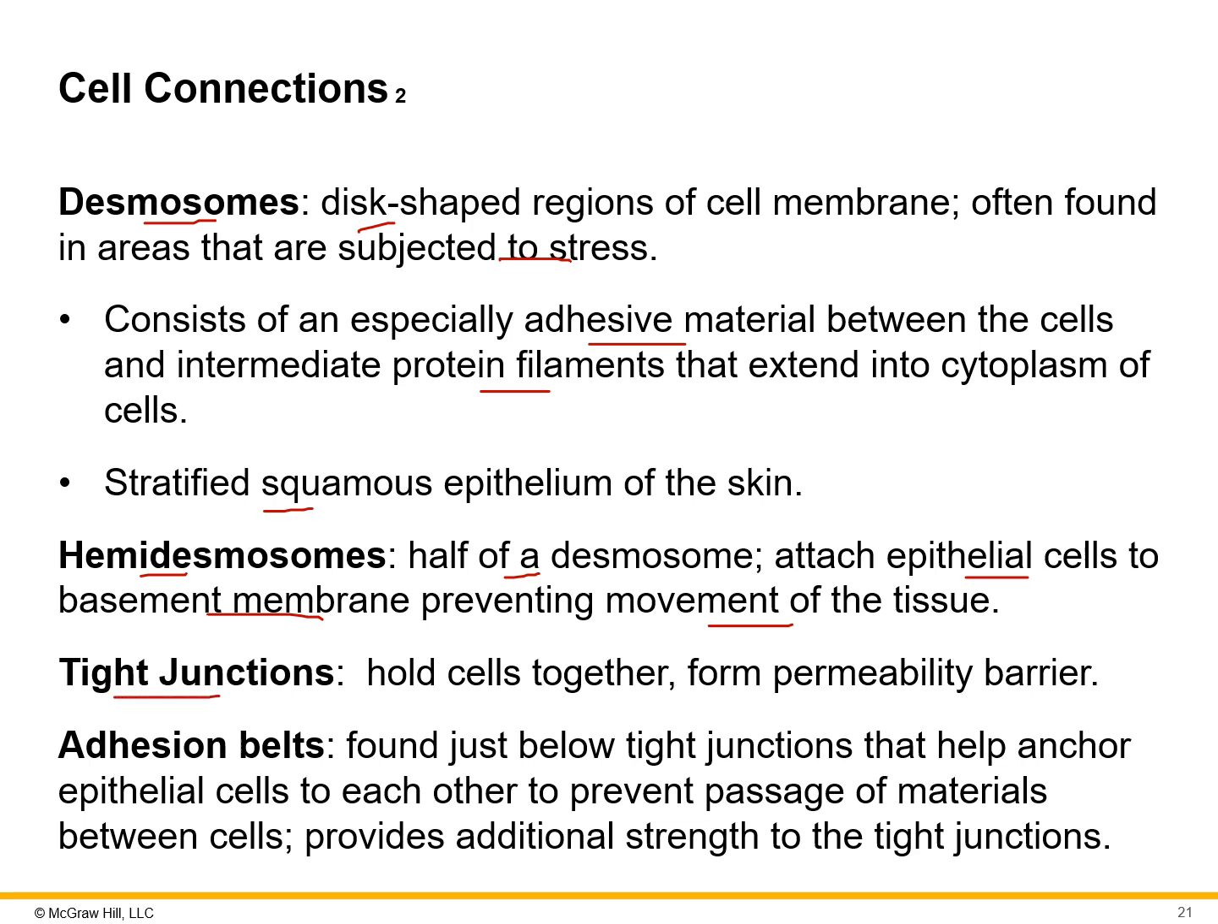Then the tight junctions help hold the cells together and form kind of permeability barriers. So it prevents things from moving past or continuing on. And then the adhesion belts, again, as the name implies, this is typically found below those tight junctions, and that's anchoring the epithelial cells to each other. Again, prevents passage of material between cells, but adds extra strength to those tight junctions.